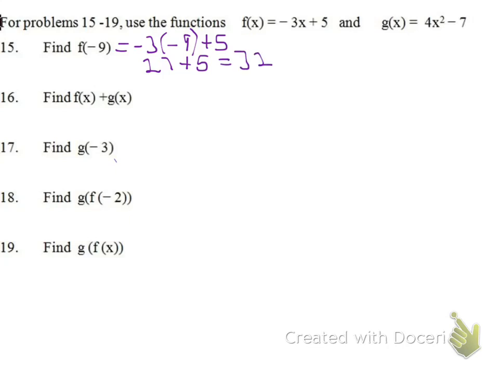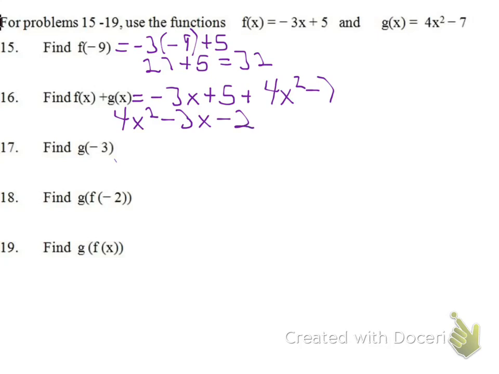I do f of x plus g of x, which gives me negative 3x plus 5 plus 4x squared minus 7. Combine like terms, I get 4x squared, I have negative 3x, and then minus 2, because negative 7 plus 5. G of negative 3, we plug in negative 3 to 4x squared minus 7. Negative 3 squared is 9.